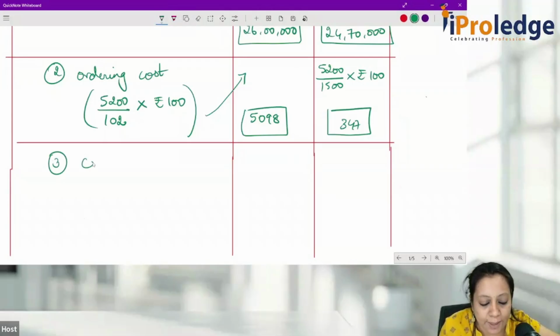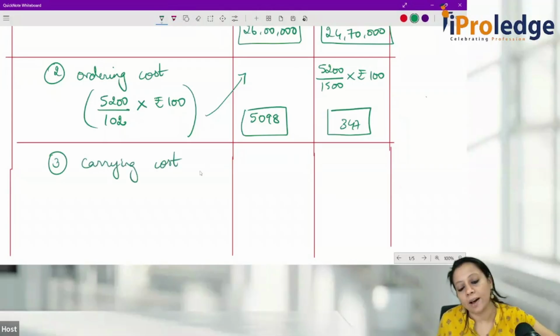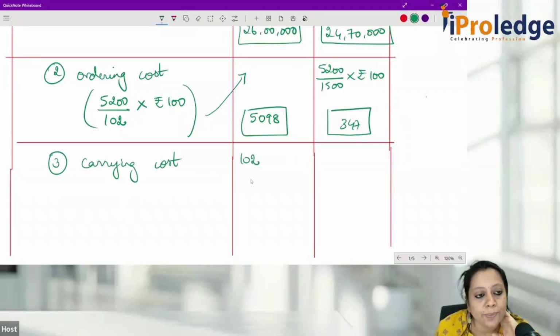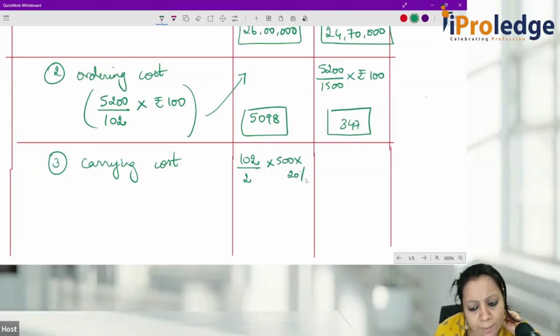Next is going to be carrying cost. We all know it is one half of ROQ into carrying cost per unit per annum. So it is going to be 102. Every time I'm ordering, how much should I keep in my stores? 102 tubes. Half. I told you, half of inventory. Into carrying cost. Already we did it, it was 100, correct? How did we get 150 into 20? 500 into 20 percentage. Remember?